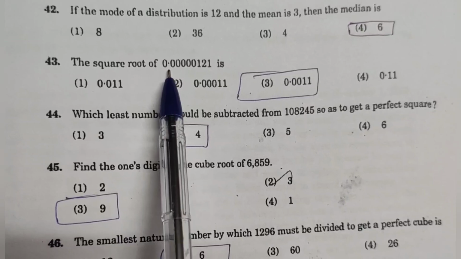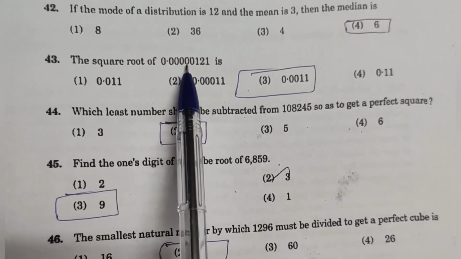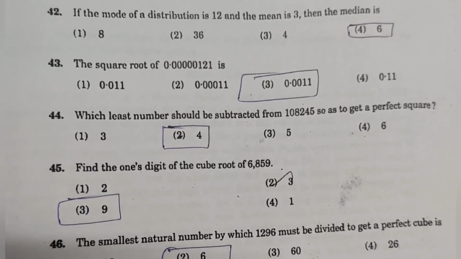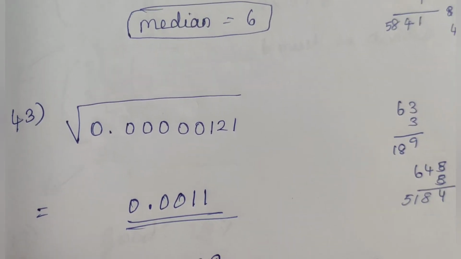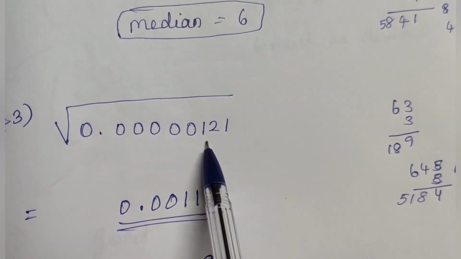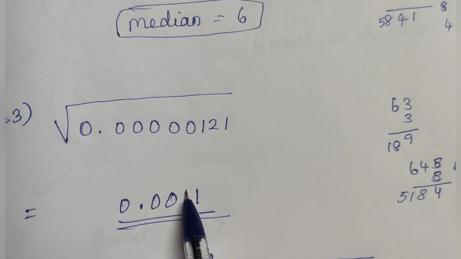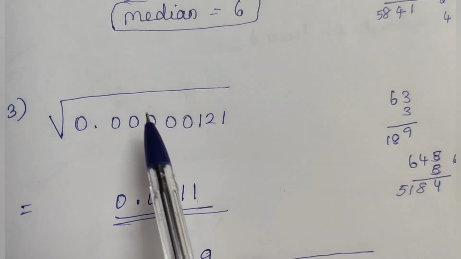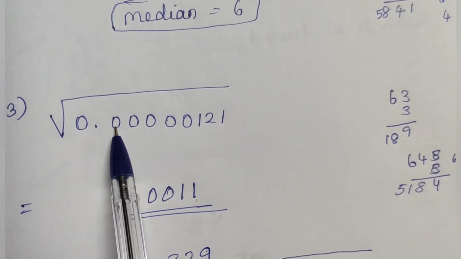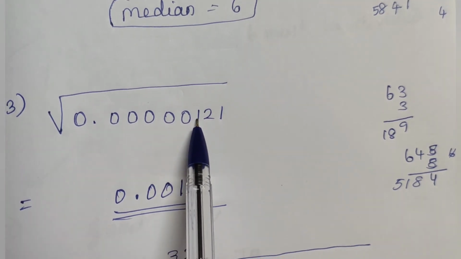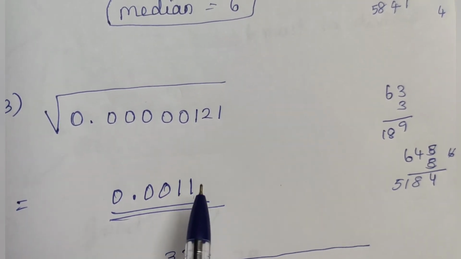43. The square root of 0.00000121. Let us first find the square root of 121. Square root of 121 is 11 because 11 11s are 121. Count the number of decimals here. 1, 2, 3, 4, 5, 6, 7, 8. There are 8 decimal places.